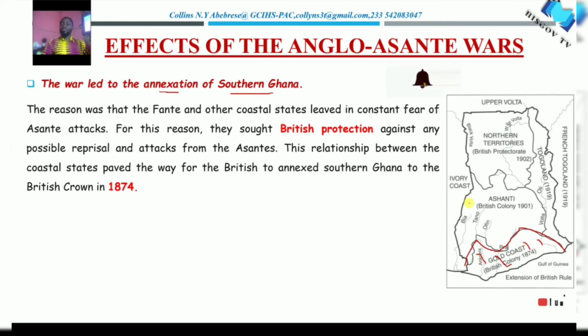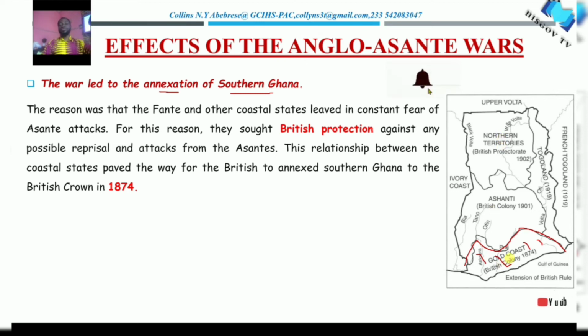So the Gold Coast here was not the whole of present-day Ghana. The Gold Coast only referred to this area, the southern states. Here was the Ashanti Empire. This whole area was referred to as the Ashanti Empire. This place was referred to as Togoland. And here was referred to as the Northern Territories.